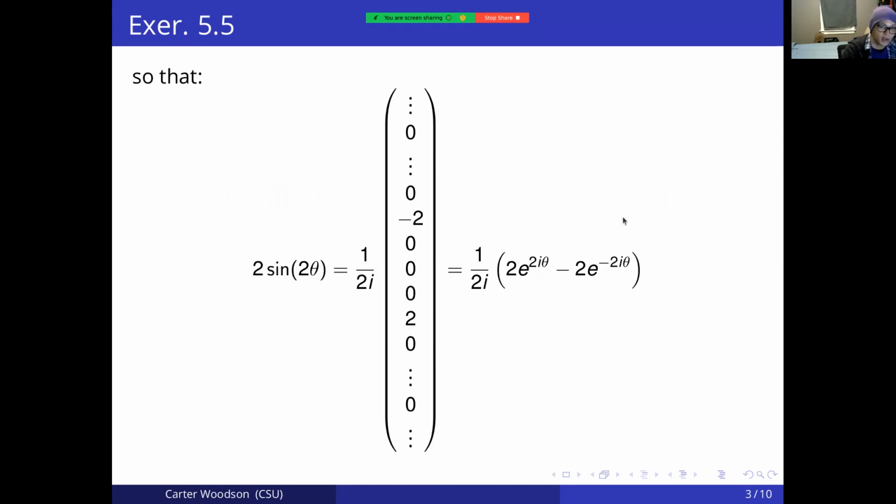And so we can write the coefficients in terms of this infinite vector, or we can collect the coefficients as a linear combination of our basis vectors, the powers of e to the i theta. And so we see a 2 in the second position and a minus 2 in the minus 2 position, telling us that the coefficient of e to the 2i theta should be 2, and of e to the minus 2i theta should be minus 2.